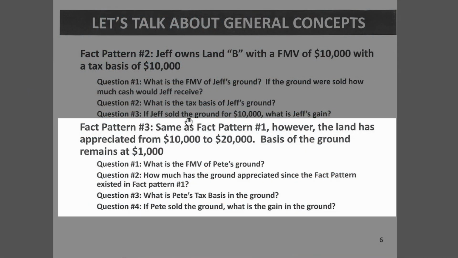Okay, same as fact pattern number 1. However, the land has appreciated from 10,000 to 20,000. Basis of the ground remains at 1,000. So what is the fair market value of Pete's ground? 20,000. How much has the ground appreciated since number 1? 10,000. What is Pete's tax basis in the ground? 1,000. And if he sold the ground, what is the gain? 19.